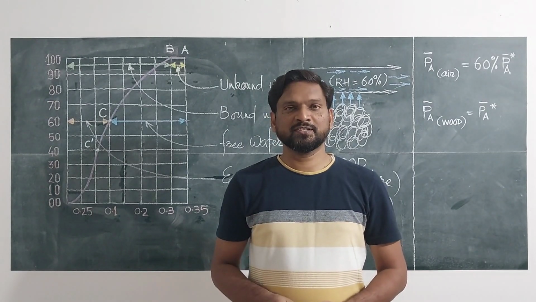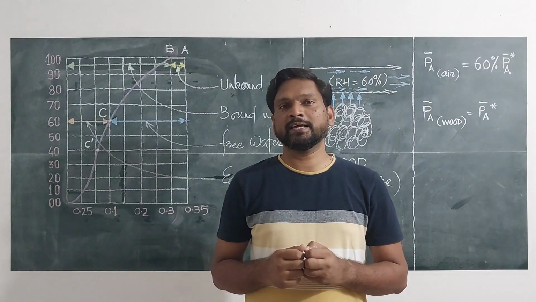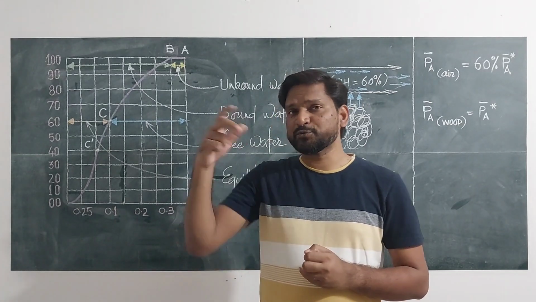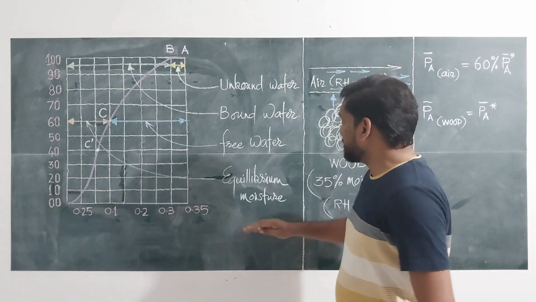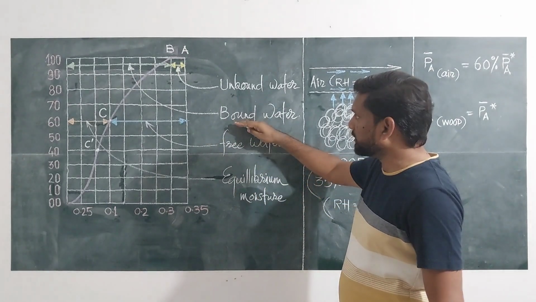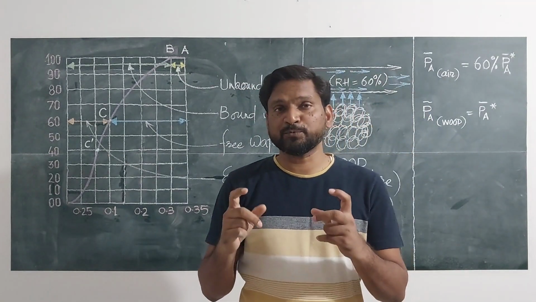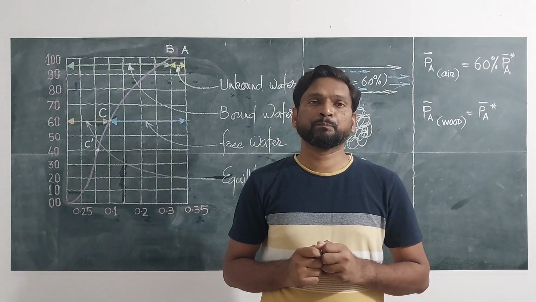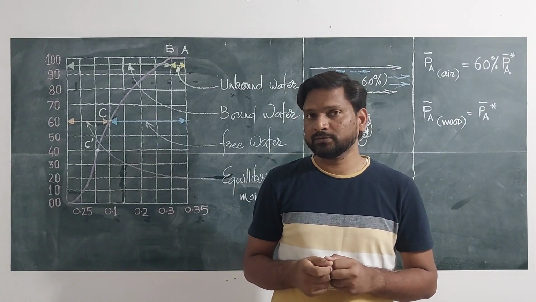Dear students, today we will have one more delight to learn drying as one of the mass transfer operations. Let us have a look at the types of moisture content in the wet solid. They are equilibrium moisture, free water, bound water and unbound water. These are the four most basic types of moisture content in wet solids. Let us have a look at the definitions of each of these types.